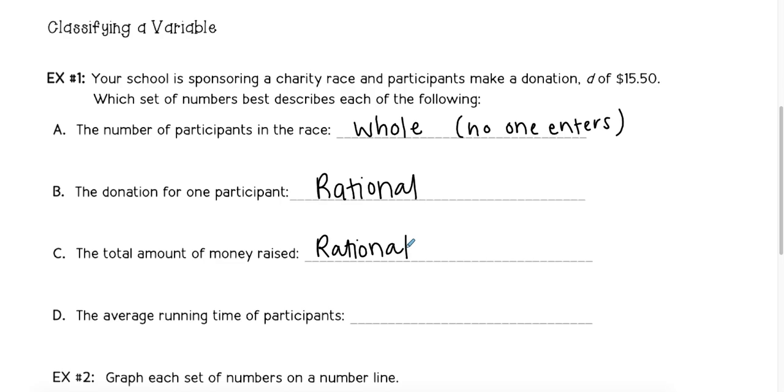And then the average running time of the participants. Well, if you've ever run in a race, it took you 2 hours and 12 minutes and 58 seconds. So again, the most specific, that's not going to be a whole number. It's not going to be on the dot that everyone ran exactly 2 minutes. Everyone ran exactly 5 minutes. It's going to be some sort of decimal. So again, the most specific I can get is rational.